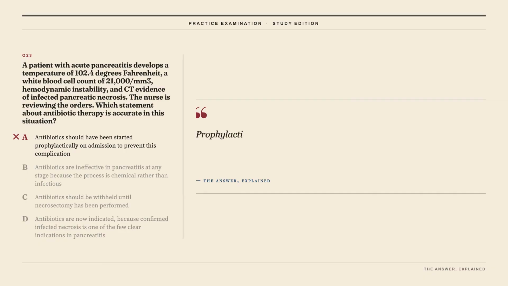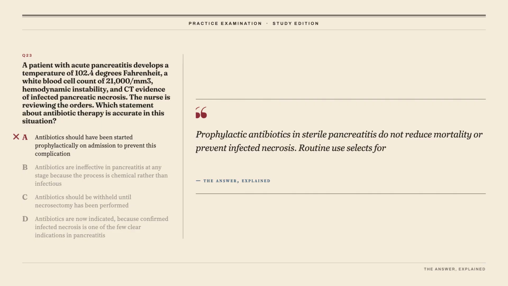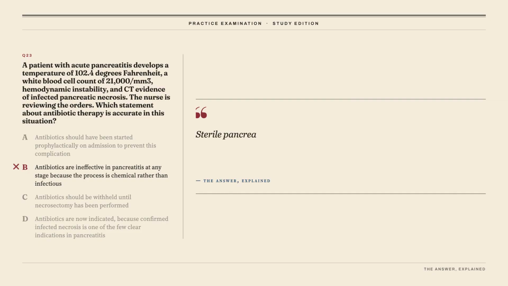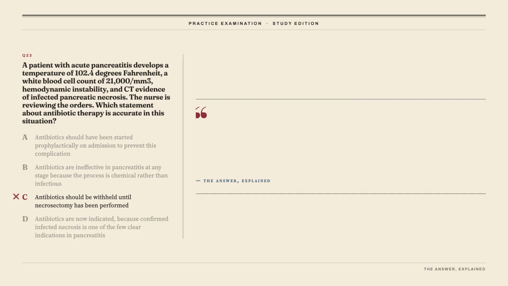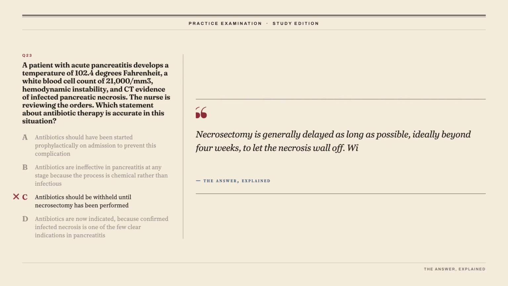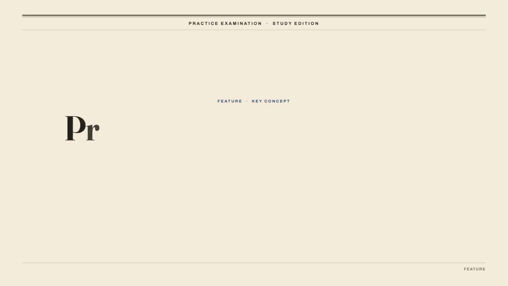A is wrong because prophylactic antibiotics in sterile pancreatitis do not reduce mortality or prevent infected necrosis. Routine use selects for resistant organisms and fungal superinfection. B is wrong because sterile pancreatitis is indeed a chemical inflammatory process, but necrotic tissue can become secondarily infected by bacteria. Once that happens, antibiotics are essential. C is wrong because necrosectomy is generally delayed as long as possible, ideally beyond 4 weeks, to let the necrosis wall off. Withholding antibiotics during that interval would leave an unstable septic patient untreated.